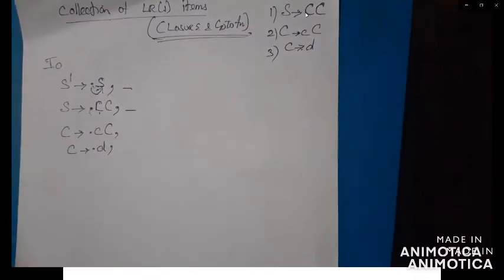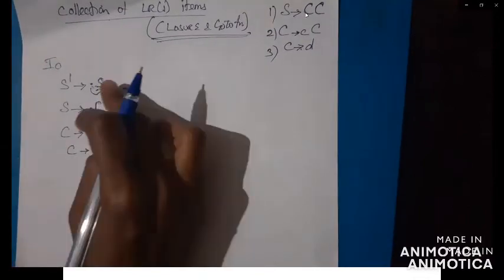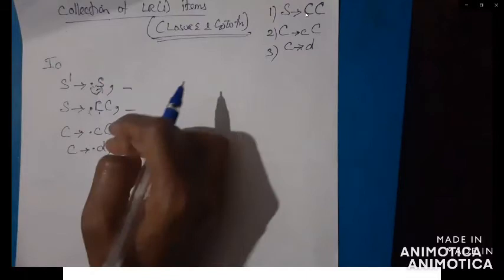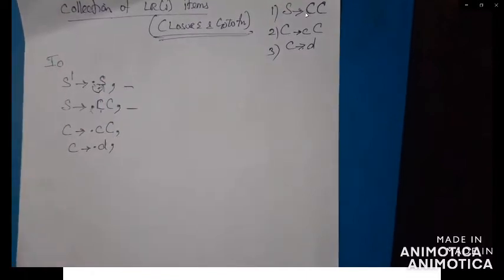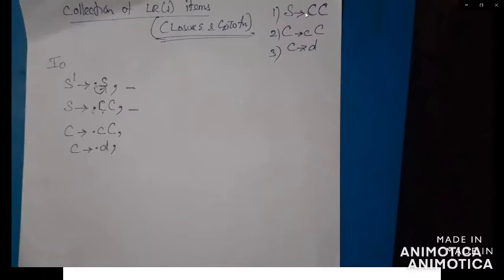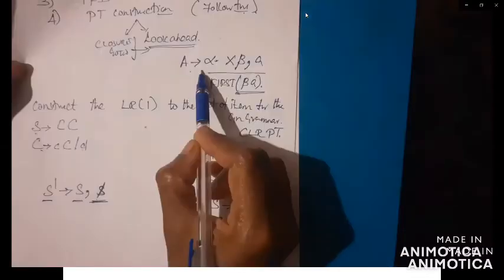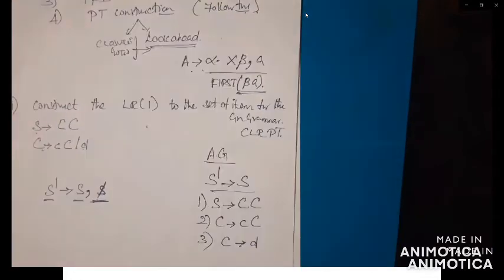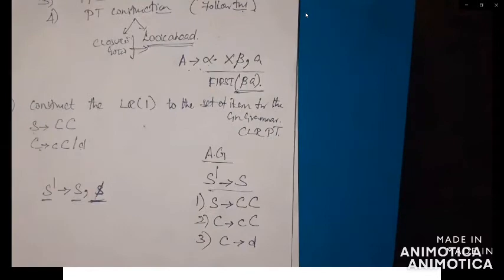Okay. So how to check for the look ahead symbol? Here you have to check for the look ahead symbol previously informed: A tends to alpha dot X beta, gamma, A.